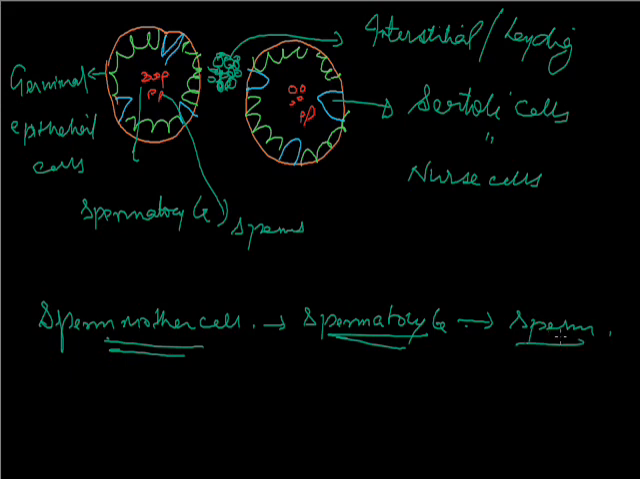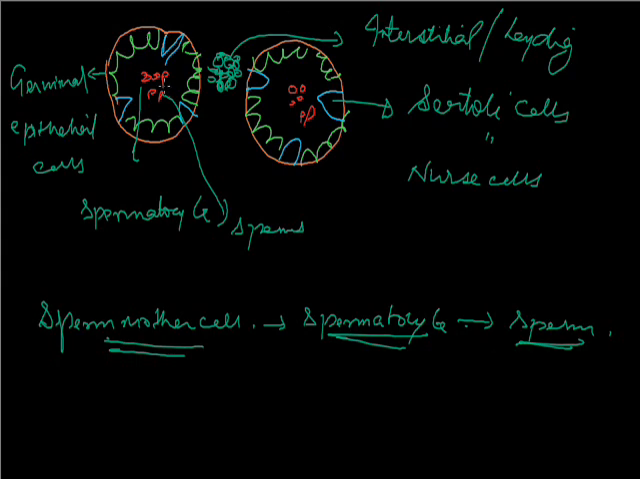This is a very complicated process, the formation of the sperm from the spermatocyte. We'll discuss this further in this chapter, but right now we are just understanding the function of the seminiferous tubules. So the sperm mother cells are formed by the germinal epithelial cells. These sperm mother cells will form the spermatocyte, and finally it will convert into the sperm.